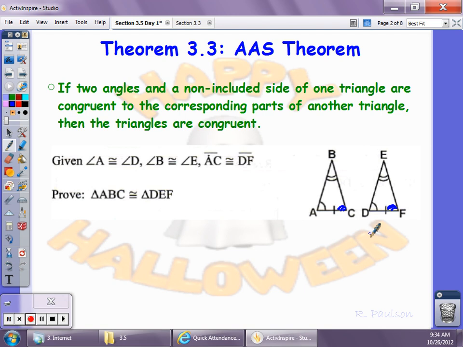So if you look at the markings, we could now say that triangle ABC is congruent to triangle DEF based on the angle-side-angle postulate. Or if you understand that if 2 angles and a non-included side of one triangle are congruent to the corresponding parts of another triangle, then you could go straight to triangle ABC is congruent to triangle DEF based on the angle-angle-side theorem. So these are just 2 different ways to prove these triangles congruent.